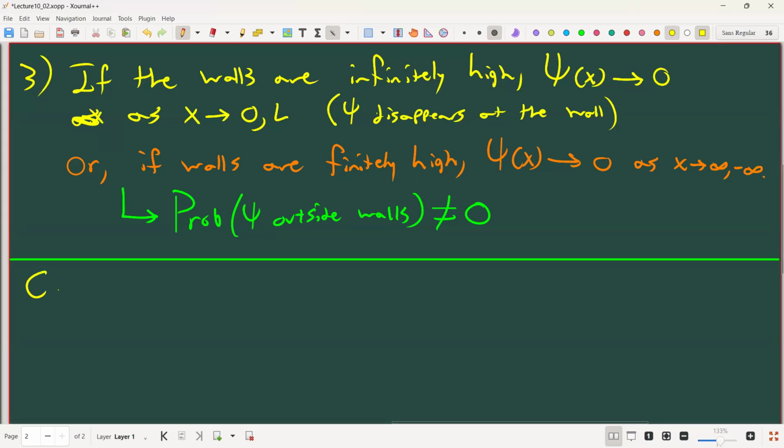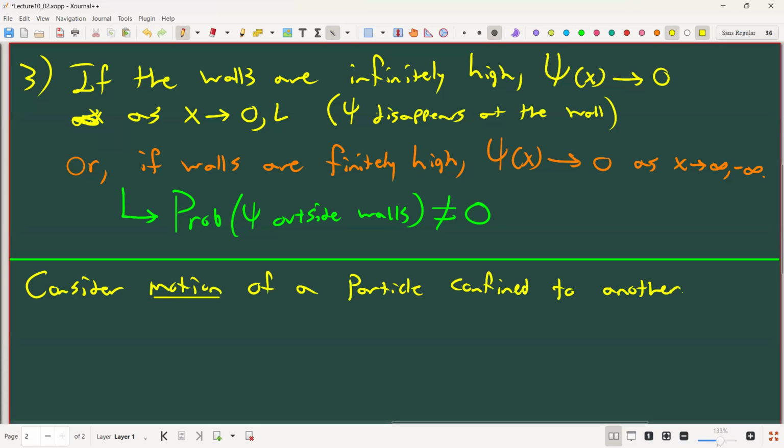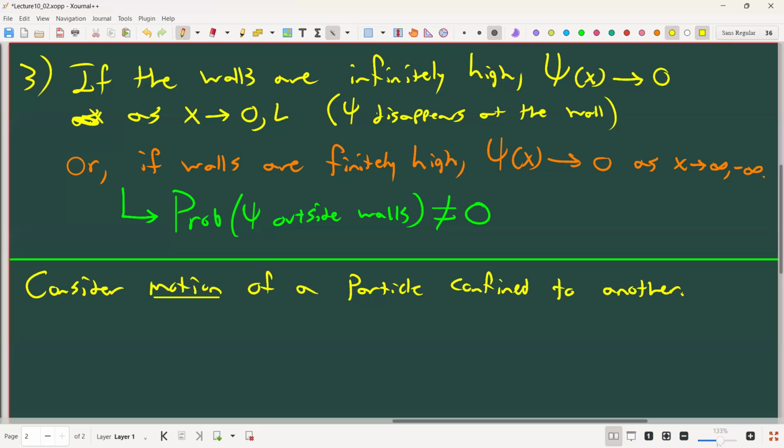So we're going to consider a new type of motion: a particle confined to another. And we're going to confine it such that you can manipulate the distance between them. So we're not going to have an infinitely strong bond between them, where the distance is rigid, but in the sense that you can grab both ends and stretch it. It's going to have some stretchiness to it.